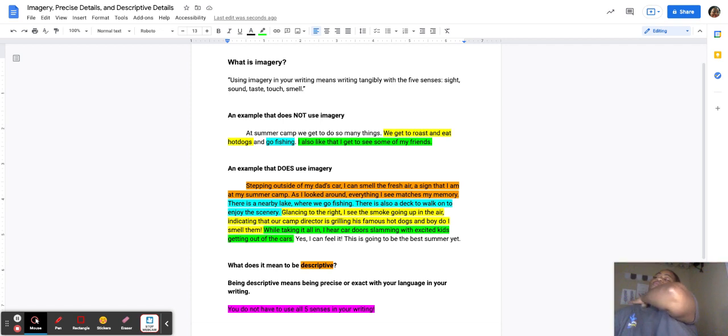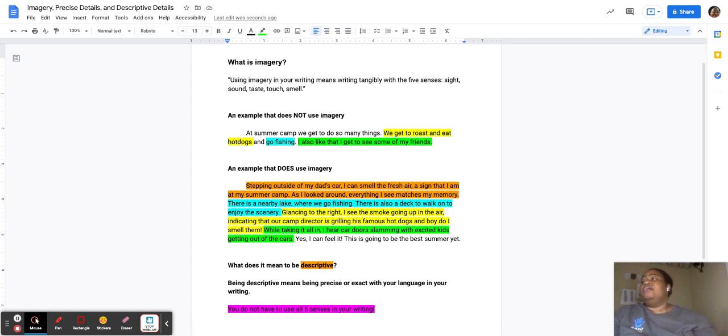Let's look at what's highlighted in blue, "go fishing." "There's a nearby lake where we go fishing." The sentence prior to that tells me, "As I looked around, everything I see matches my memory." So that pretty much is putting an image in your mind of what they see.